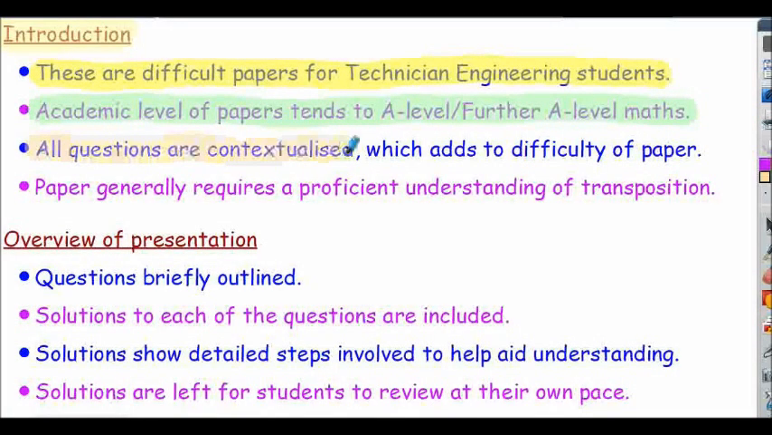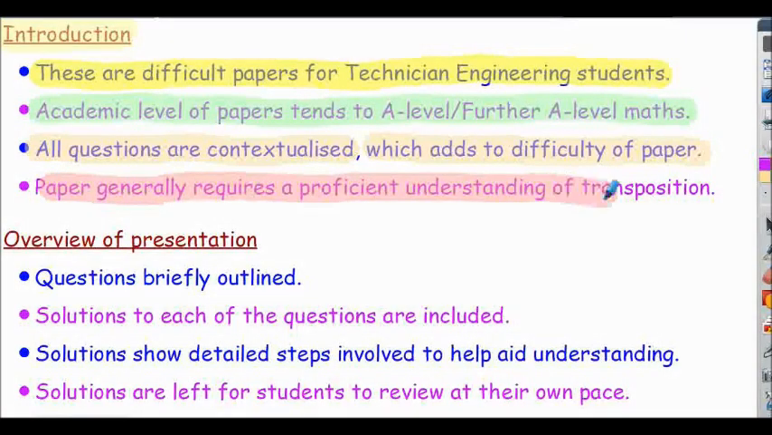All questions are contextualised, which adds to the difficulty of the paper for some students. Papers generally require proficient understanding of algebraic transposition, the rearranging of equations. That's a prominent feature of many of the questions and is an area that technician engineering students sometimes struggle with.